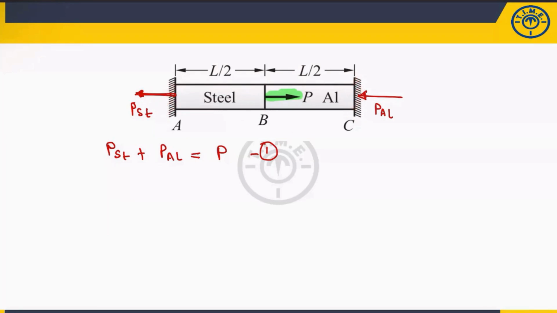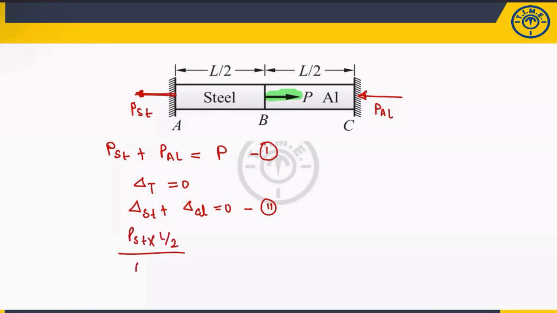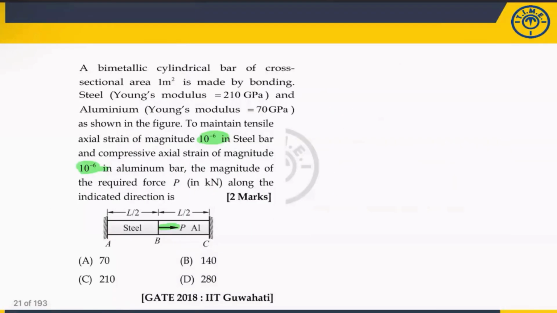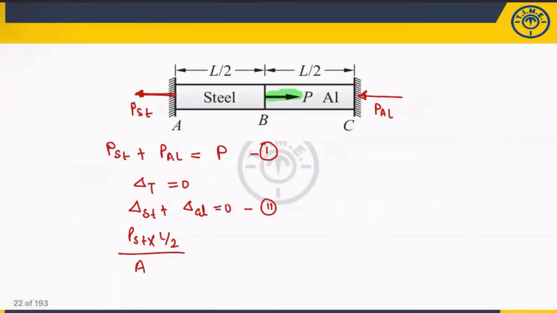So I can write that the total deformation will be zero. Total deformation zero means deformation of steel plus deformation of aluminum will be zero. This is the second condition. Now, how will you calculate the deformation of steel and aluminum? You already know: P of steel into length, which is L by 2, upon area. Is the area given or not? Okay, not an issue, the area will cancel out. So I'm just assuming the area is A.